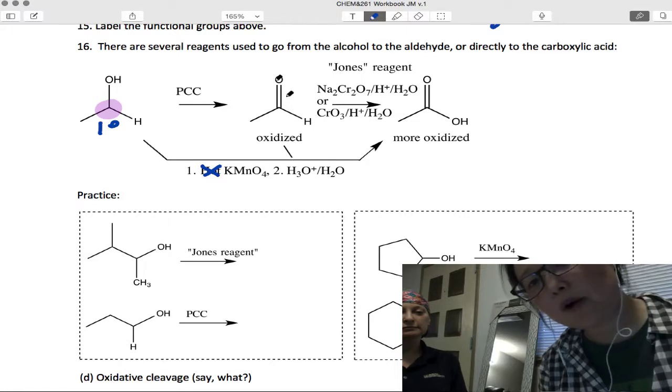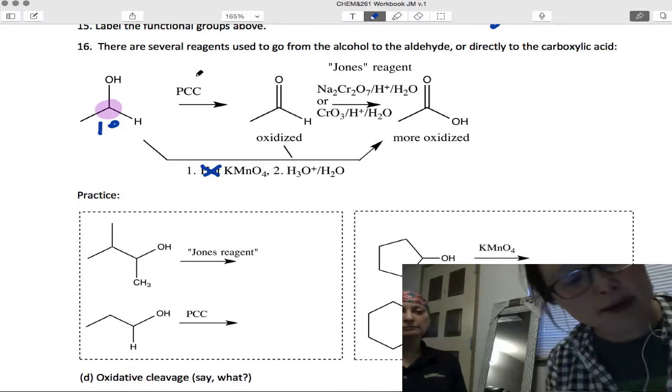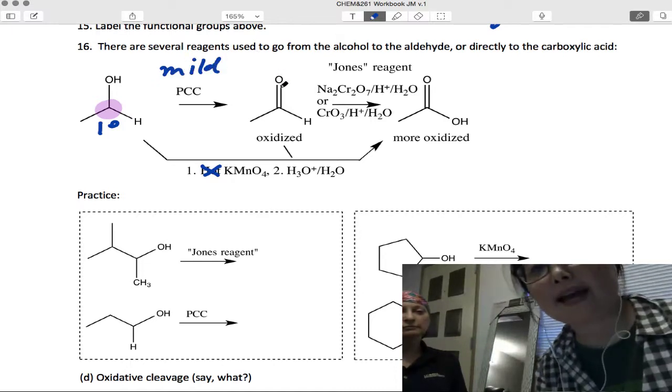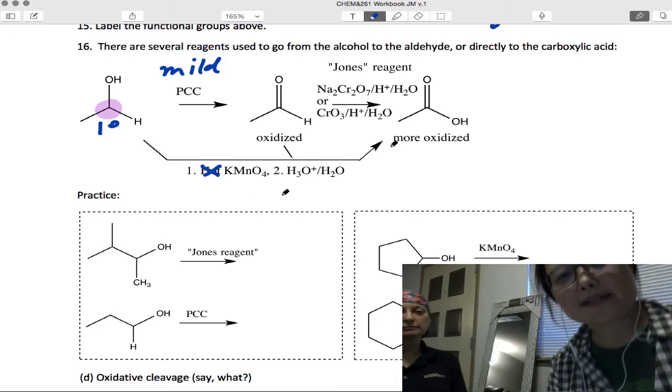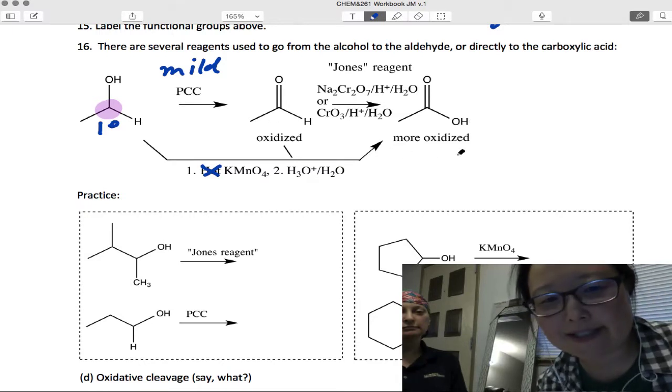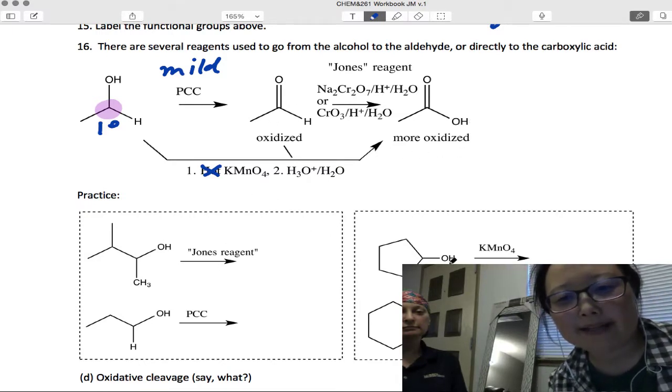But let's say you want to stop it at the aldehyde. Then there's another chromium-based reagent, pyridinium chlorochromate, but it's more mild than the other reagents, so it can only take you to the aldehyde. It won't go all the way. So let's summarize these reactions, and then let's come back and practice those here.